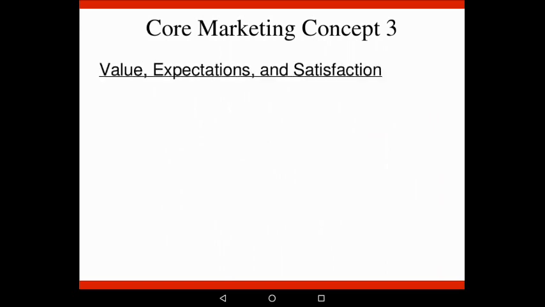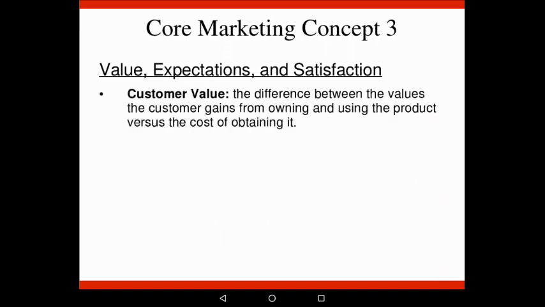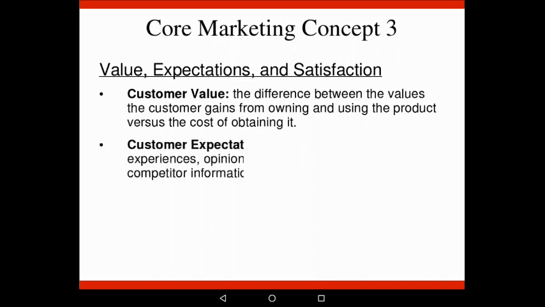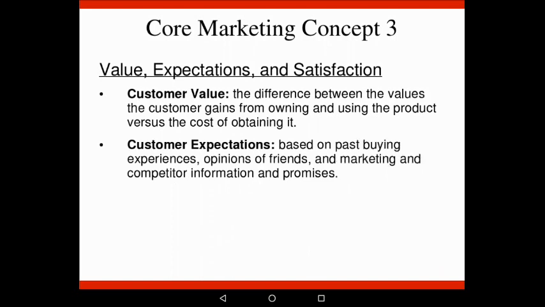Okay, and then the last core marketing concept is value, expectations, and satisfaction, which we have touched on, but here they just are in definition form. Customer value, the difference between the values the customer gains from owning and using the product versus the cost of obtaining it. Next one, customer expectation is based on past buying experiences, opinions of friends, and marketing and competitor information and promises. In other words, people create an expectation in their mind of what the product is going to do, and the way that expectation is created is by their previous experiences, what friends have told them about the product, what advertising has told them, what competitors have told them, and so forth.